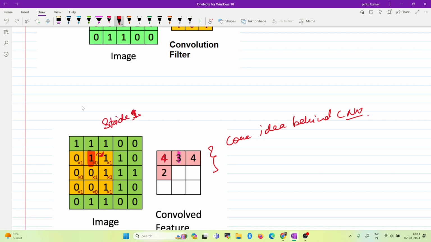So what if my stride is 2? Stride 2 means, let's say I started from this point, I won't go to the next point. I'll straight away skip to this point. So there is a gap of 1 if my stride is equal to 2. Similarly, with stride 3, 4, you would be skipping some of the points in the process of finding your convolved feature.